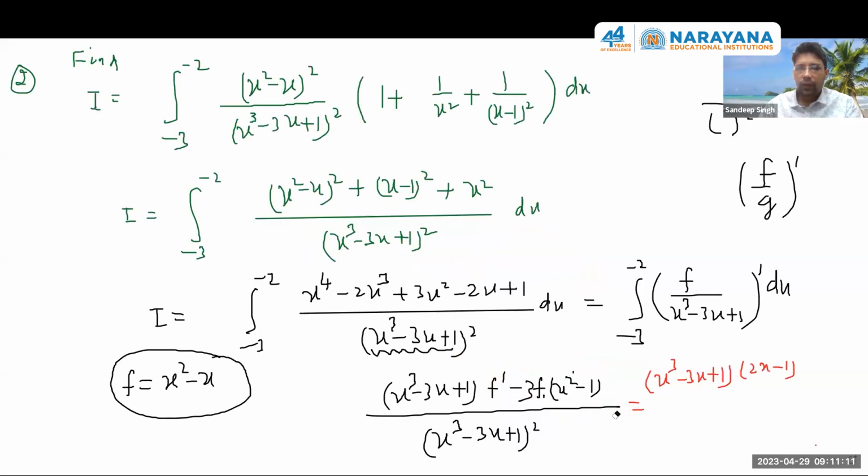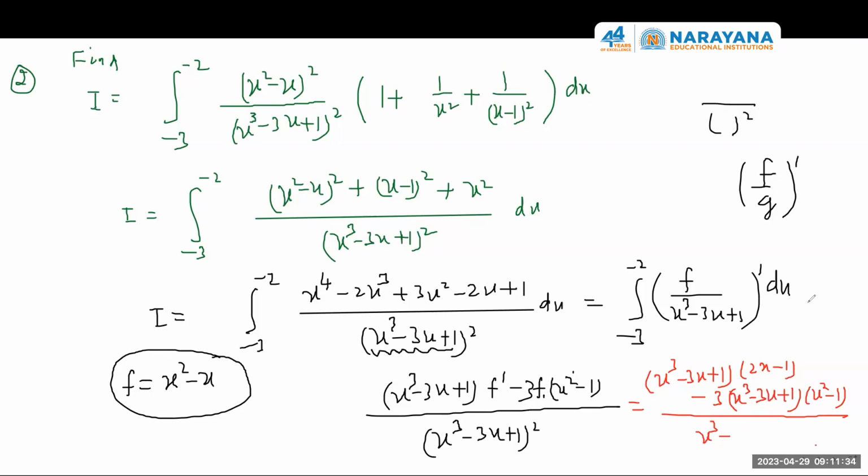Correct. So now this is 2x minus 1. What else? Minus 3 times f, and f is x cube minus 3x plus 1 multiplied by x square minus 1. This whole divided by. Now we should check. F is x square minus, oh sorry, F was not this, it is x square minus x. Now you should also check whether this is correct or not. X cube minus 3x plus 1.